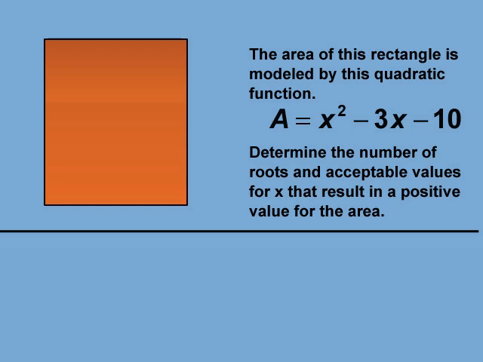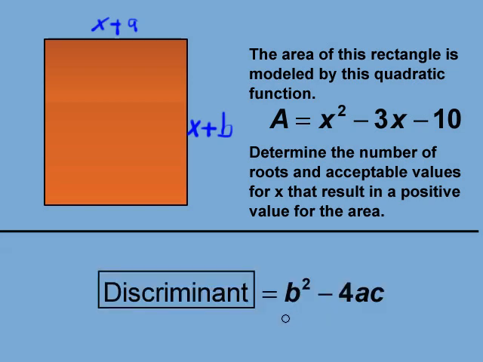The area of this rectangle is modeled by this quadratic function, a equals x squared minus 3x minus 10. Determine the number of roots and acceptable values for x that result in a positive value for the area. If this quadratic can model the area of this rectangle, then it should be possible to write it as the product of two linear binomials, as shown here. But to do that, this quadratic needs to have at least one real root. Let's use the discriminant to determine the number of roots it does have.